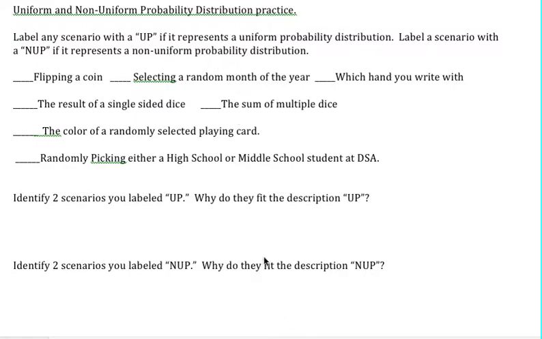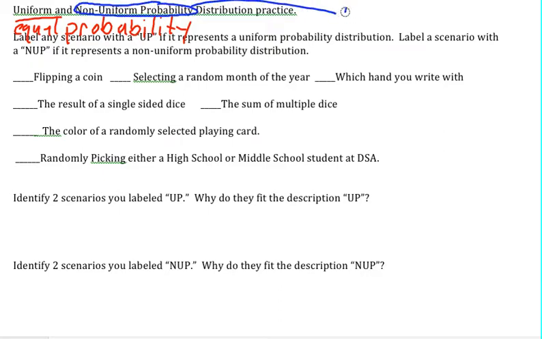And this is actually pretty straightforward. If you have a scenario where each outcome is equally likely, it qualifies as uniform. So equal probability. And I would say non-uniform would be cases where you have non-equal likelihood of each outcome. Non-equal or unequal probabilities.